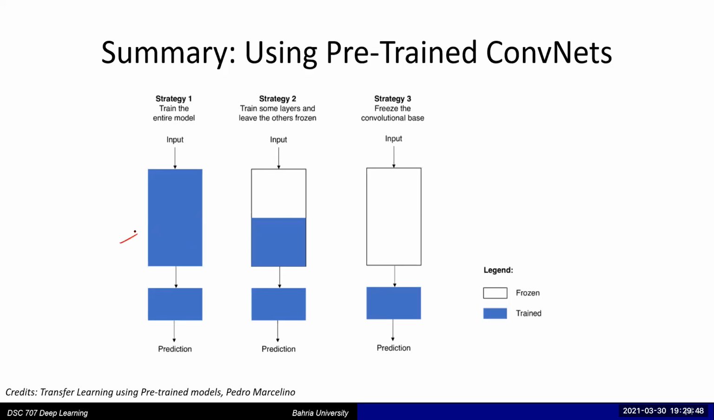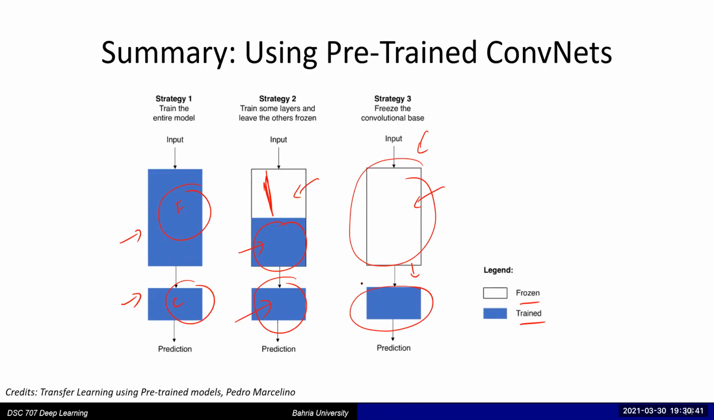You see, this blue part means that you are training, and this white part, since white is like ice, which is frozen, means you are freezing these layers. So if we visually represent our three strategies, this part is the feature extractor and this is the classifier. In strategy one, you are training the complete model, the feature extractor as well as the classifier. In strategy two, you are freezing some of the layers, and you are continuing back propagation or training on some part of the feature extractor and the classifier. It depends on how much you want to freeze. And in strategy three, you freeze the complete convolutional base, pass your data and convert your data into feature vectors, and then you can use any classifier, which of course will require separate training.